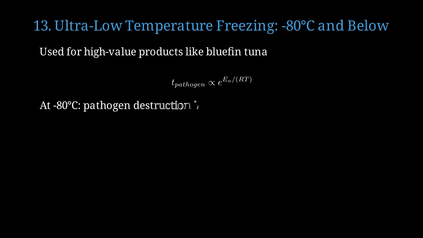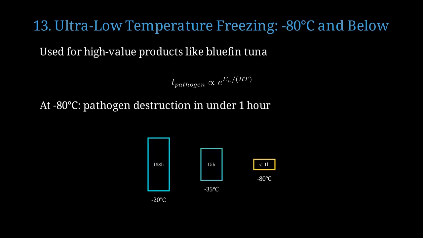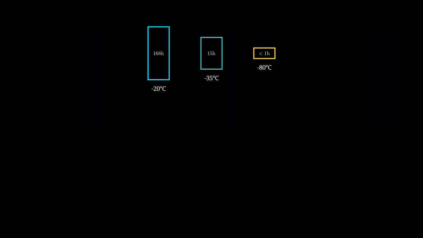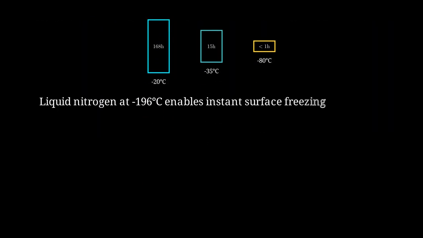At minus 80 degrees Celsius, complete pathogen destruction can occur in under 1 hour, compared to 7 days at minus 20 degrees. Compare the required exposure times at different temperatures: 168 hours at minus 20, 15 hours at minus 35, and less than 1 hour at minus 80 degrees Celsius. Liquid nitrogen at minus 196 degrees Celsius enables essentially instantaneous surface freezing, creating the smallest possible ice crystals.